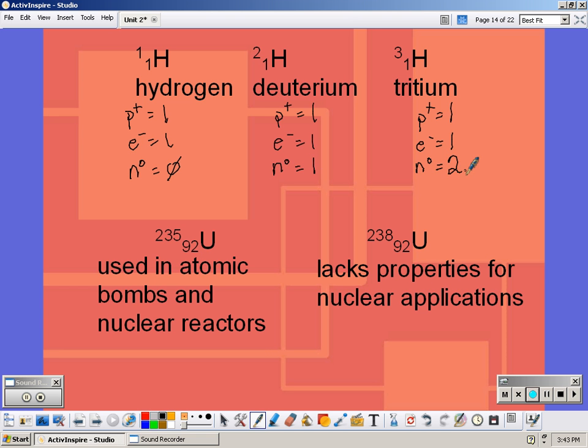Different isotopes can have different properties. So if we look at the 2 isotopes that are most common for uranium, we have uranium-235 and uranium-238. The uranium-235 is the one that is radioactive. It's the one used in the atomic bomb. It's the one used in nuclear reactors. It's the one that they worried about in Japan with the Fukushima meltdown when the tsunami and earthquake hit. However, uranium-238 lacks the properties for nuclear applications, so it's more stable than uranium-235.